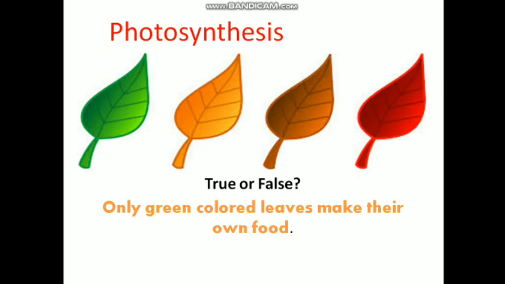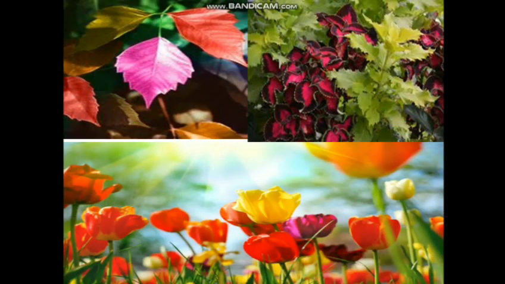So tell me, do only green leaves make their own food? I have come across leaves and plants which are not really green, and I'm pretty sure you have too. And there is this common confusion, right students? If the green pigment chlorophyll that we have talked about is not there, then how is the plant able to make its own food?